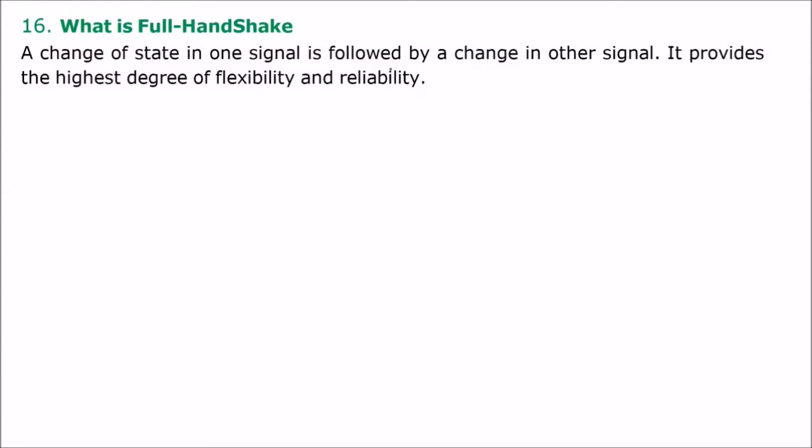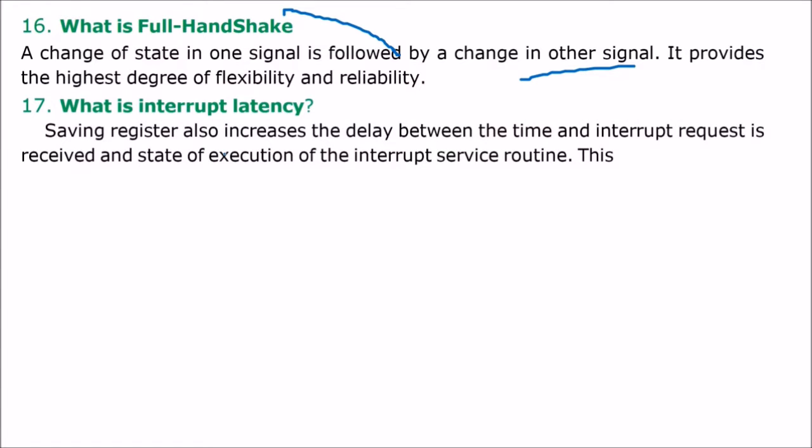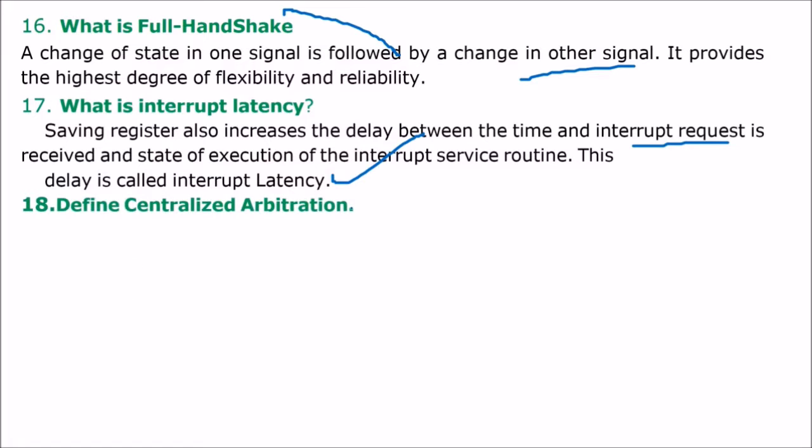What is a full handshake? A change of state in one signal is followed by a change in another signal. It provides the highest degree of flexibility and reliability. What is interrupt latency? Saving registers also increases the delay between the time the interrupt request is received and the execution of the interrupt service routine. This delay is known as interrupt latency.